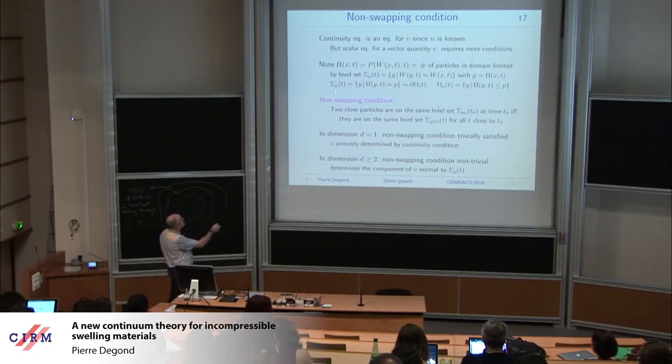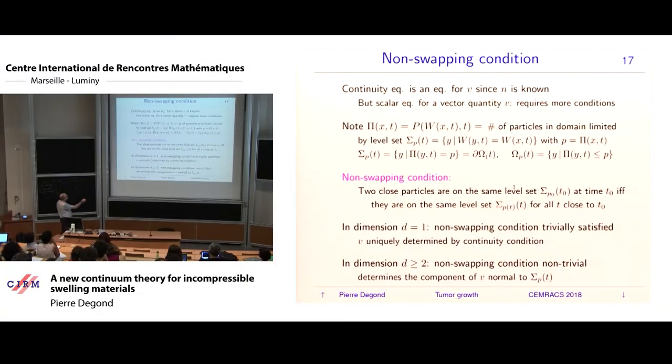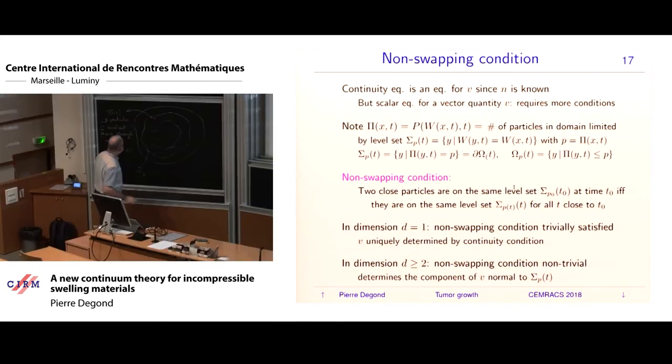So this is the definition of sigma sub p. Sigma sub p is the set of points y which have the value pi of y,t equal to p. So it's actually the boundary of the volume omega p. What I'm going to call omega p is actually the inside, the shaded area here. And of course, all this depends on t.